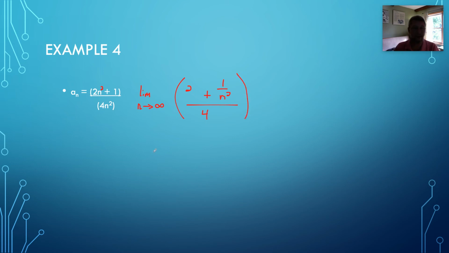Now, the limit as n approaches infinity of 2 is 2. The limit as n approaches infinity of 1 over n squared is 0. And the limit as n approaches infinity of 4 is 4. And so this simplifies to 2/4, which of course simplifies even further to 1/2. And so that is example number 4. So one more example, and then we'll call it a day.